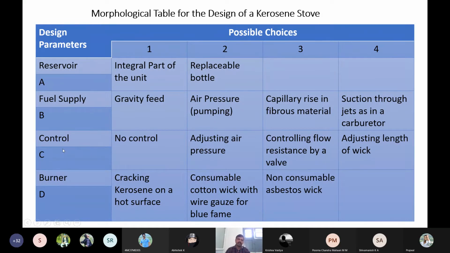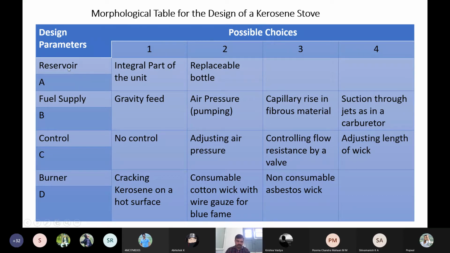If any one among these 4 is not solved, then you cannot get the workable stove, or a stove which you can use. Okay, you cannot get that. So now that means you have to solve all the 4 sub problems.